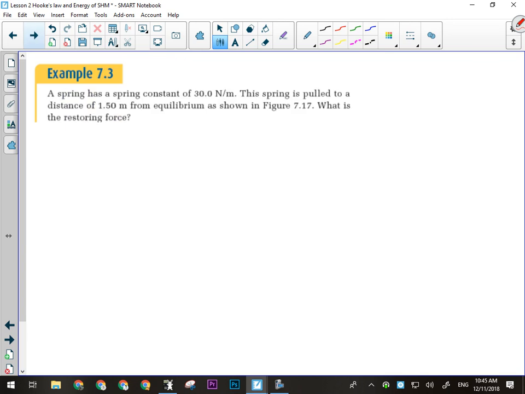So a spring has a spring constant of 30 newtons per meter. Okay, the spring is pulled 1.5 meters from equilibrium. We don't have the picture on there, but we can imagine. Okay, what's the restoring force? All right, so here's what they give me. K, and they give me X.